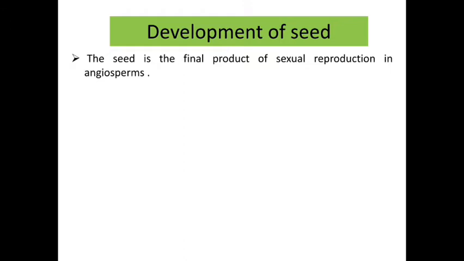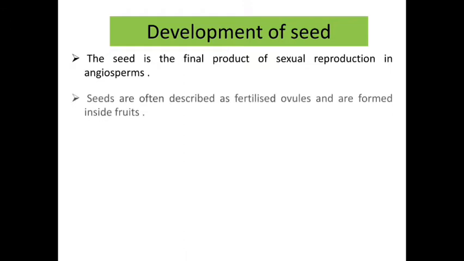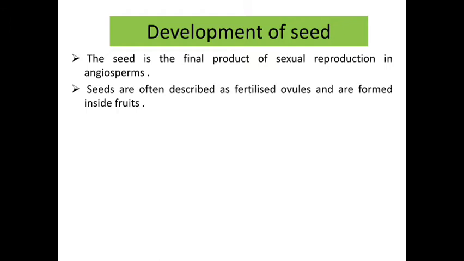And now we are going to learn how seed is developed in flowering plants. Okay, now we came to know that seed is the final and the end product of sexual reproduction. Seeds are often described as fertilized ovules. So these are ultimately fertilized ovules and are formed inside fruits, always inside the fruits.